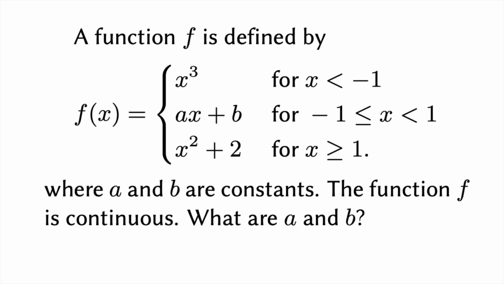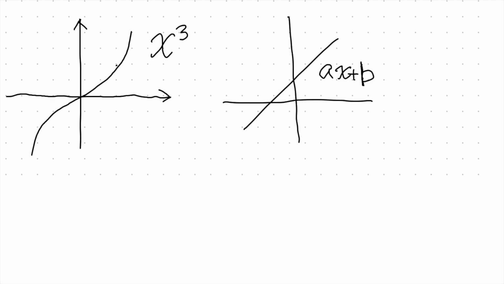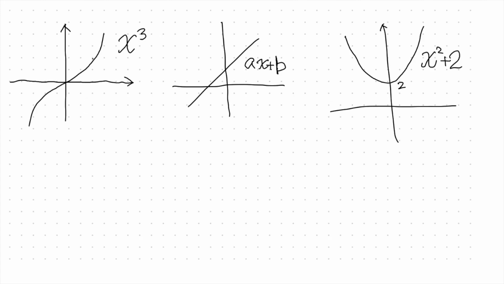When I say a function, especially a complicated one, I would like to know the graph of the function. I would like to have a sense of what the function looks like. So I'll try to graph it myself. Well, this is the graph of x cubed without the restriction of domains. And the graph of ax plus b, even though we don't know the value of a and b, is a straight line. And the graph of x squared plus 2 is a parabola opening up with the lowest point at 0, 2.